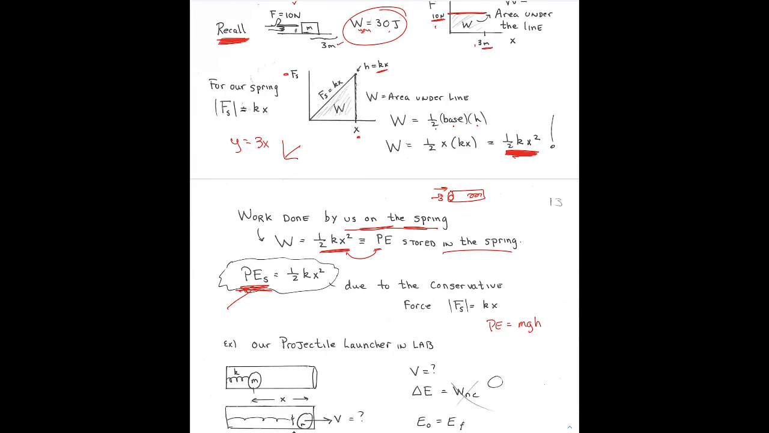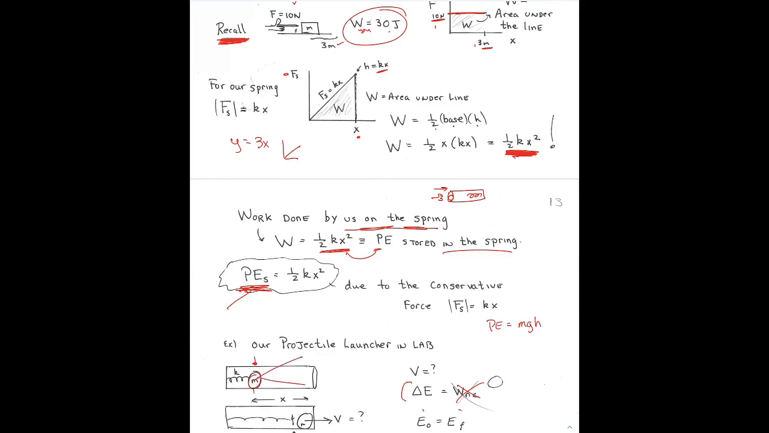here was our projectile after we compressed the spring. Now you're going to release the little lever here, and this thing's going to come flying out, and we want to find the launch speed. Well, we know that the only way the energy can change is if non-conservative forces do work. The spring force is pushing on it, but the spring force is a conservative force. So there are no non-conservative forces that do work. So initial energy equals final energy.